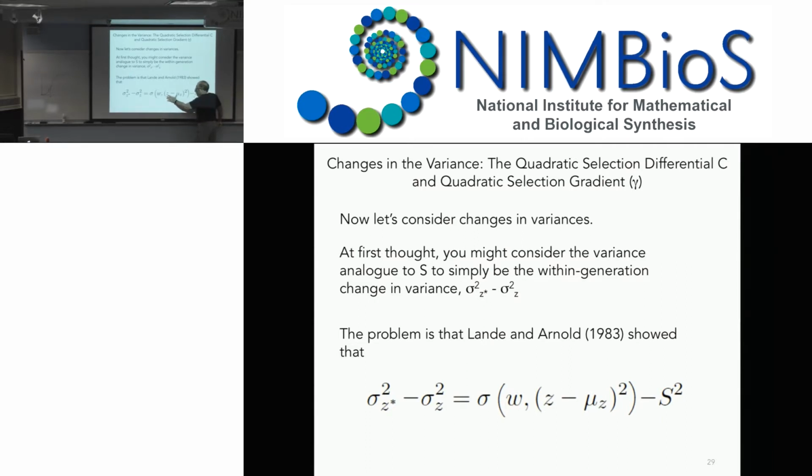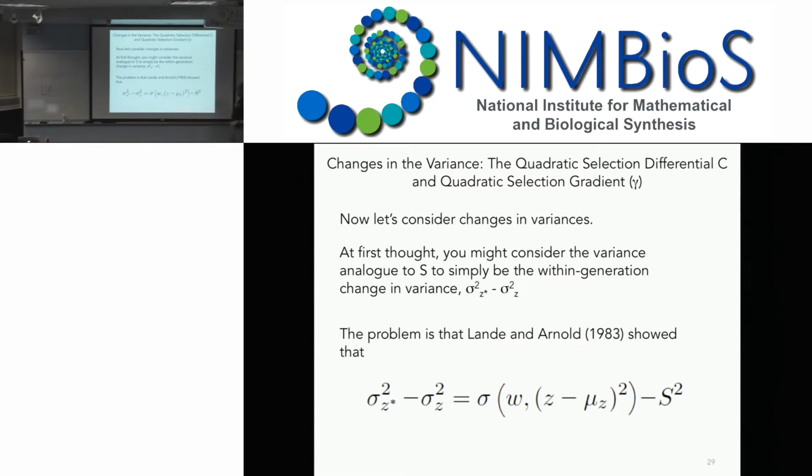If this covariance is negative, it means as this gets bigger and bigger, that gets smaller, that's stabilizing selection. If there's no association whatsoever, no quadratic association, the change in variance is minus S squared. So directional selection by itself reduces the variance, so you have to adjust for that to compute the within generation change. Recall, what was S? S is the covariance of W and Z.